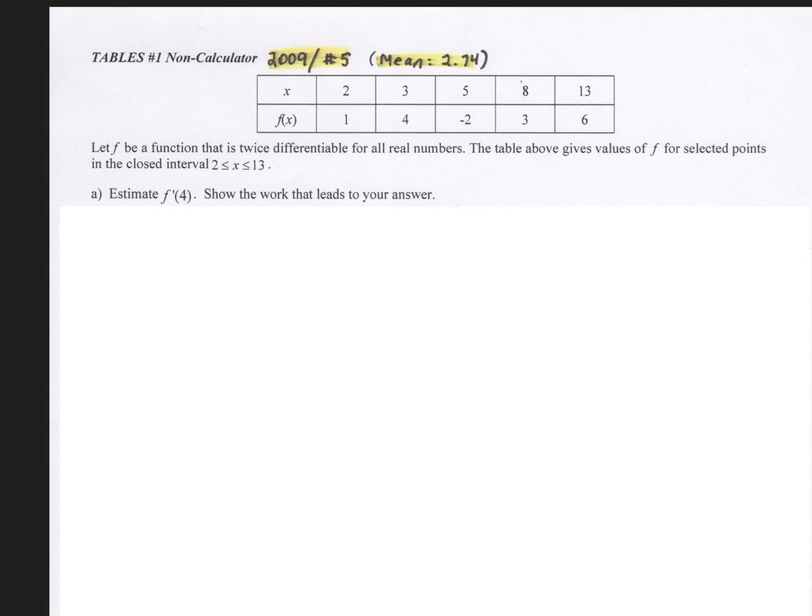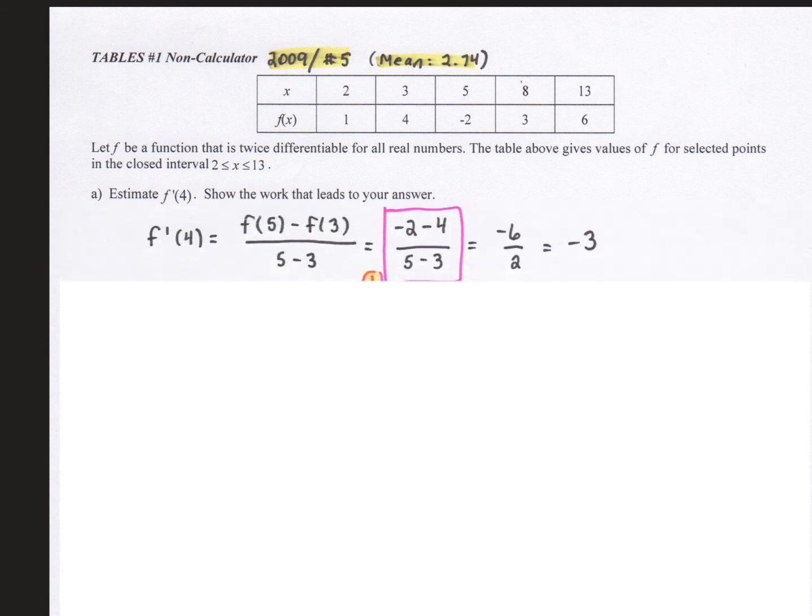Table number 1 is a non-calculator question, and in part A, we're asked to find f prime of 4. This is where we are going to use the average rate of change to approximate that instantaneous rate of change. The first thing we need to do is locate where 4 is in our table. So the 4 is going to lie in between 3 and 5. In this area is where we're going to do our average rate of change.